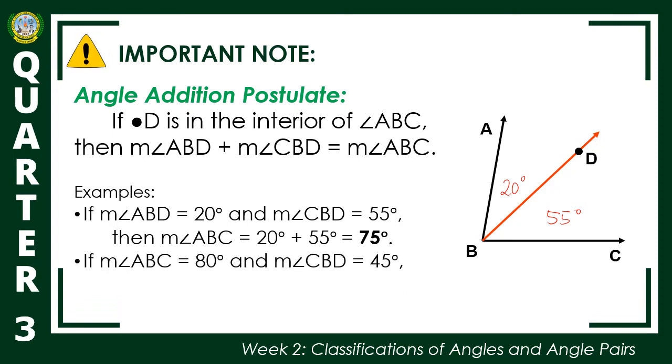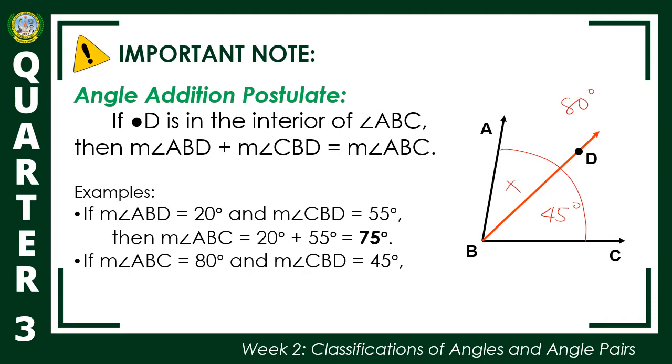But in this case, if the measure of angle ABC is 80 degrees, so given na po yung measure po ng buong angle, which is ABC, and then the measure of angle CBD is 45 degrees. Let me just erase this. So this is 45 degrees while the whole angle, this one, is 80 degrees. How are we going to find the measure of angle ABD?